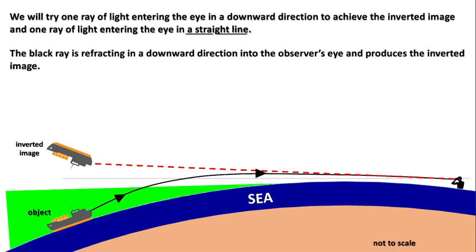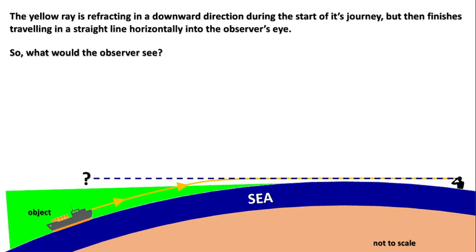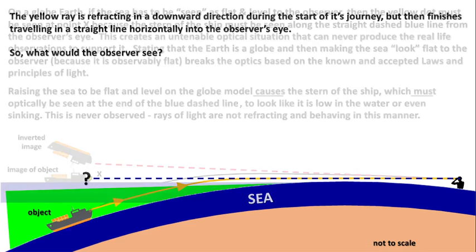We will try one ray of light entering the eye in a downward direction to achieve the inverted image, and one ray of light entering the eye in a straight line. The black ray is refracting in a downward direction into the observer's eye and produces the inverted image. The yellow ray is refracting in a downward direction during the start of its journey, but then finishes traveling in a straight line horizontally into the observer's eye. So what would the observer see?